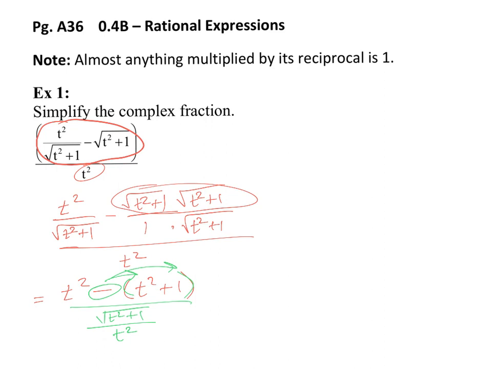Okay, let's simplify this. So I have t squared minus t squared minus 1 over the square root of t squared plus 1, over t squared. Okay, now what am I going to do next? I could put this t squared on the bottom here over 1. What will that allow me to do?